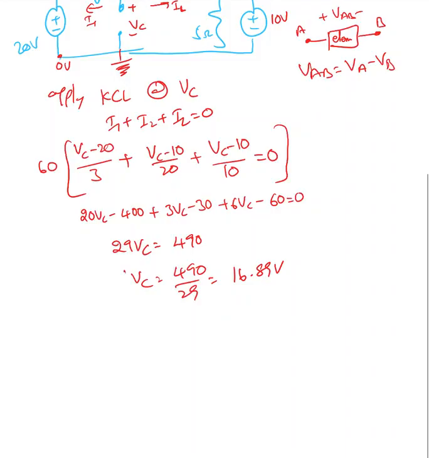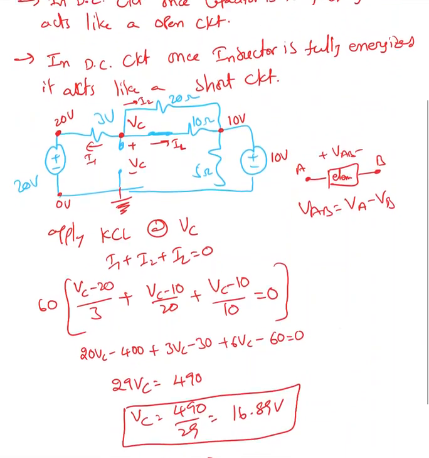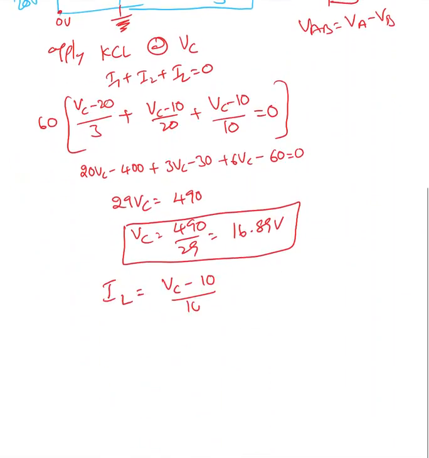This is the voltage drop across the capacitor. Now we'll find IL, the current passing through the inductor. IL equals VC minus 10 divided by the resistance value, which is 10. So 16.89 minus 10 divided by 10. That is 6.89 over 10, so it's 0.689 ampere.